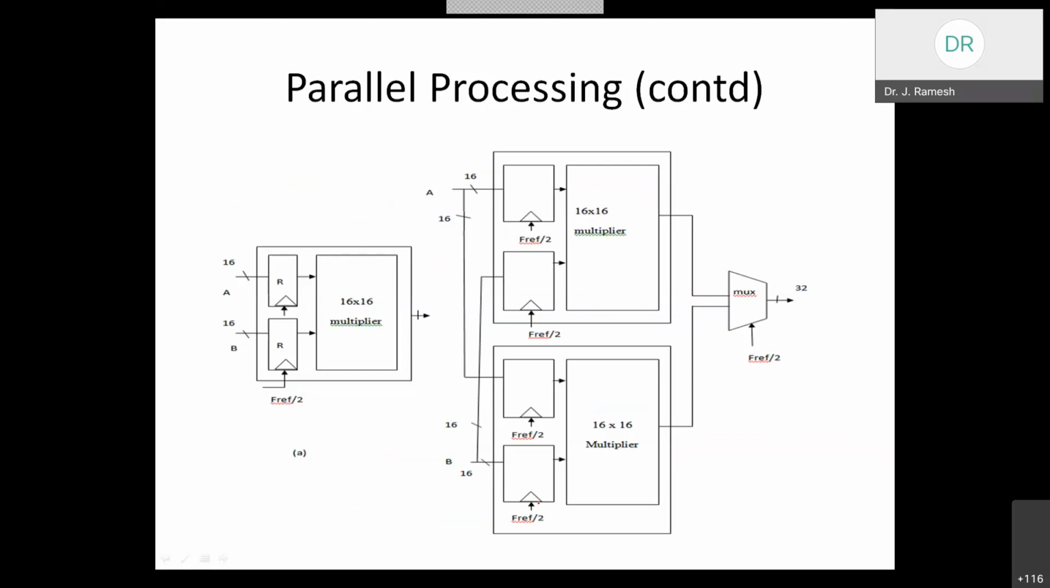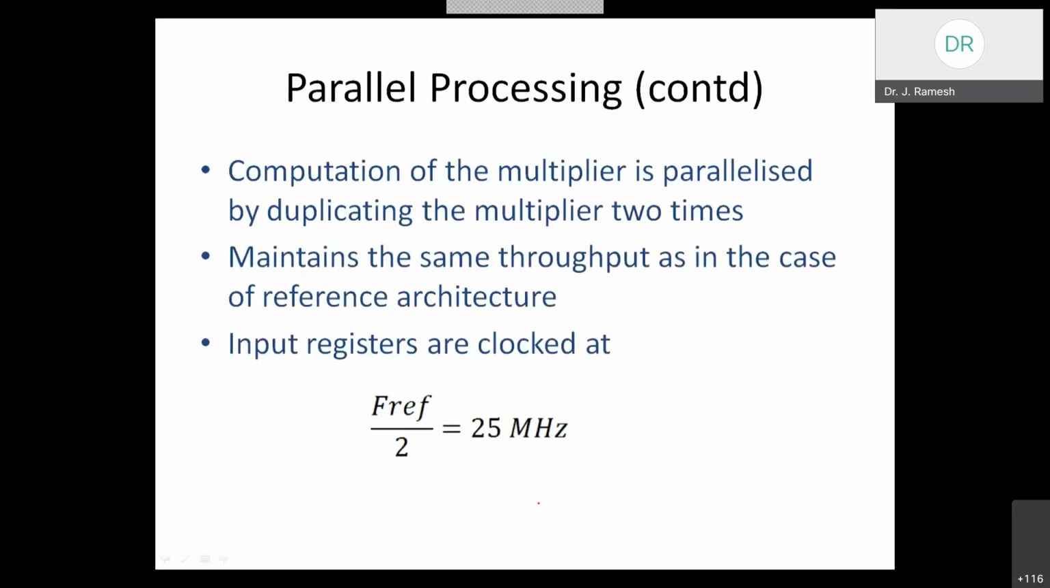The next diagram we see is where the same architecture is replicated, so it is exactly doubled, and finally the output is selected through a multiplexer. Here we'll see what is happening. Because of this parallel processing, even though the area is increased, the power will reduce. Let's see how. The computation of the multiplier is parallelized by duplicating the multiplier 2 times. So it maintains the same throughput as in the case of the reference architecture.